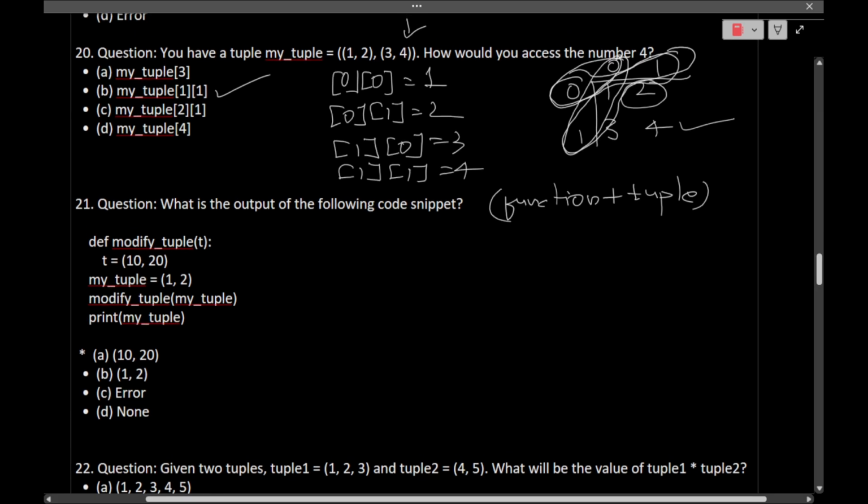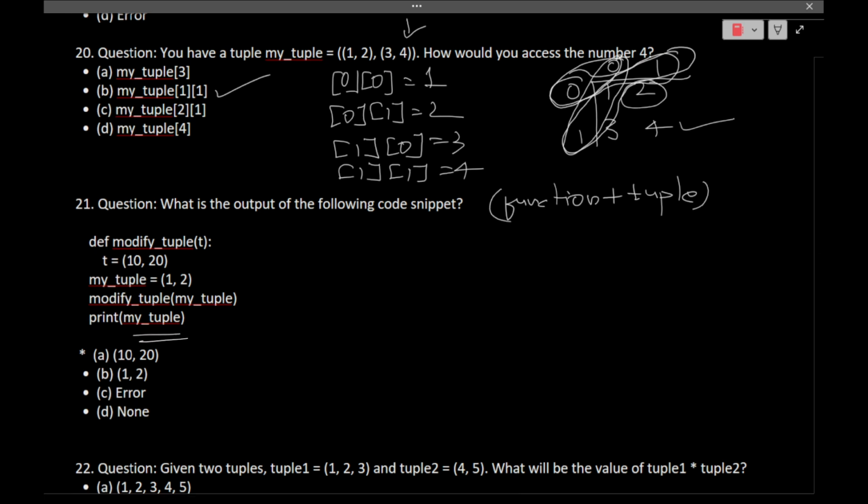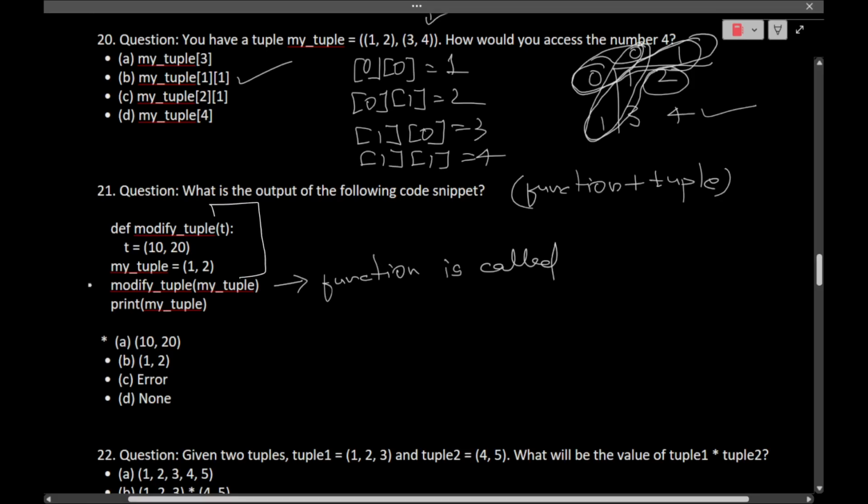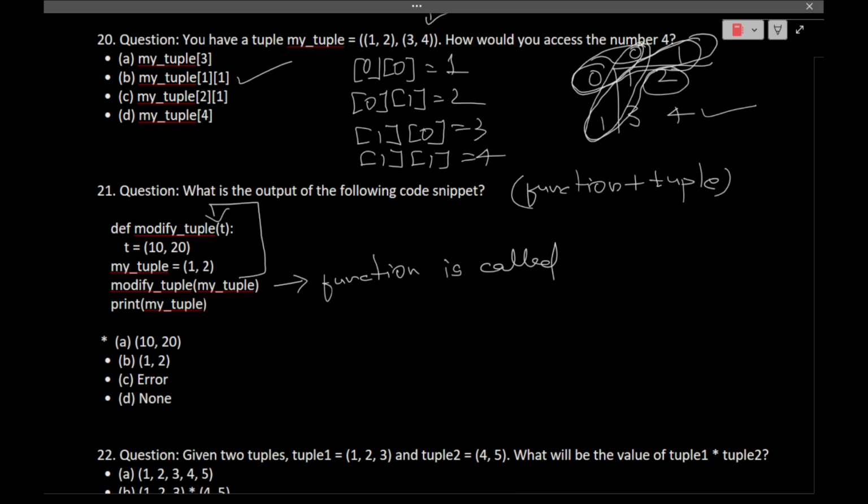So what have I done? I have printed my_tuple, and then I have called modify_tuple. Sorry, I have called my function. Here the function is called. When the function is called, what will happen? t is equal to (10, 20). So the tuple is given (10, 20), and now my_tuple is equal to (1, 2).